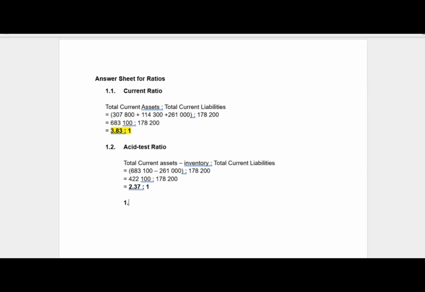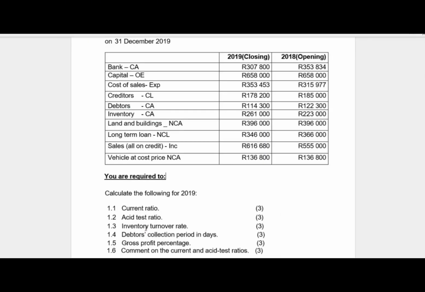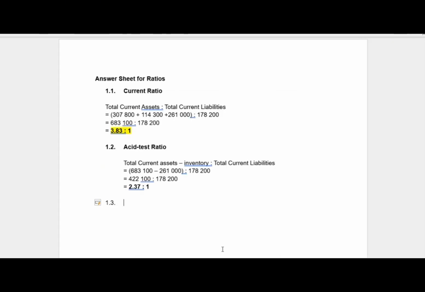which is going to be 1.3. So 1.3, let's see what we are required to calculate right there. In 1.3, you are required to calculate the inventory turnover rate. All right, so the inventory turnover rate formula.